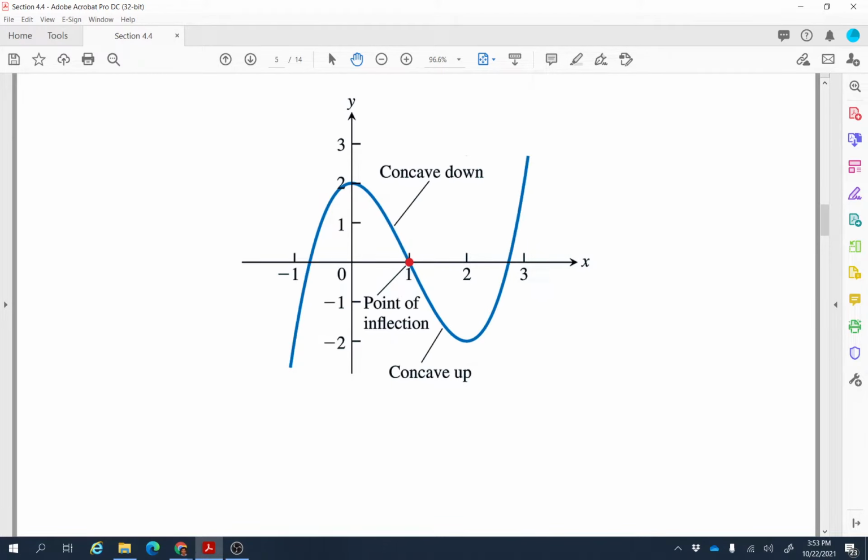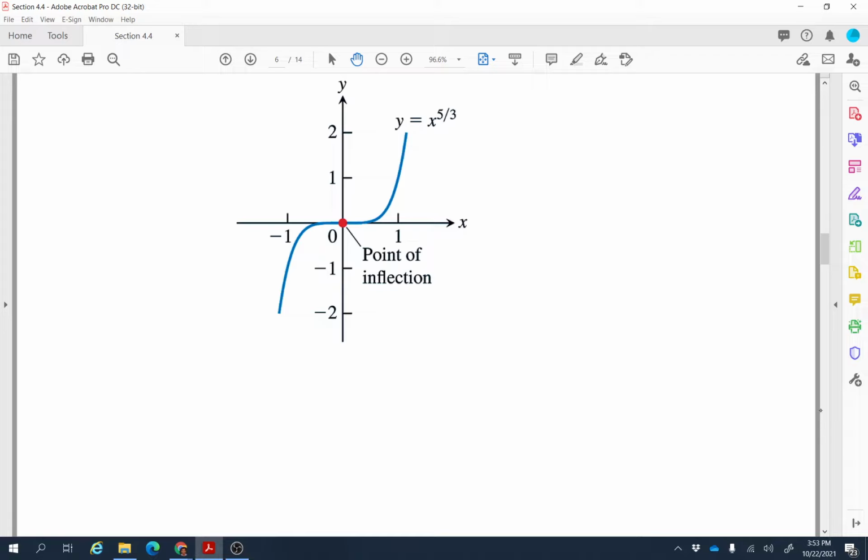For example, look at this graph. This graph is concave down here first, and then after that concave up. So at this point, the concavity is changing. So this point is called a point of inflection. But you can only find that point if you have the function. So you find the first derivative, you find the second derivative, equate that second derivative to 0 and solve for x or the variable, and that's how you find this point.